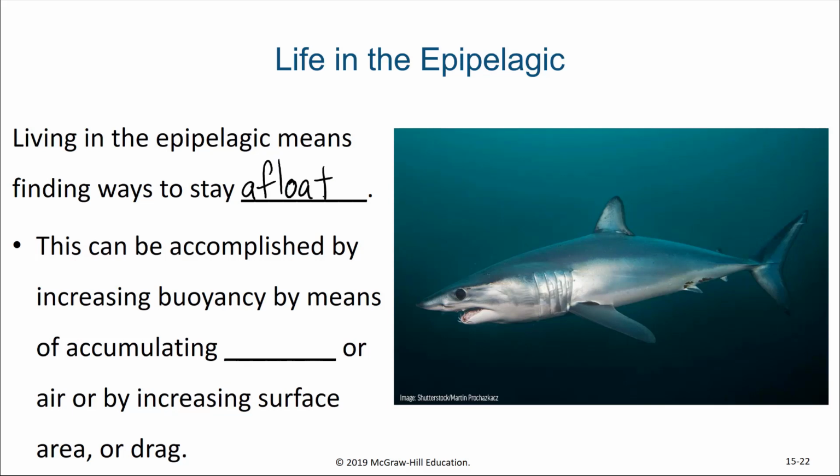This can be accomplished by increasing buoyancy by means of accumulating lipids or air, or by increasing surface area or drag. Sharks often concentrate lipids within their large liver, which allow them to stay buoyant. Yet often sharks do still require forward motion to avoid sinking.